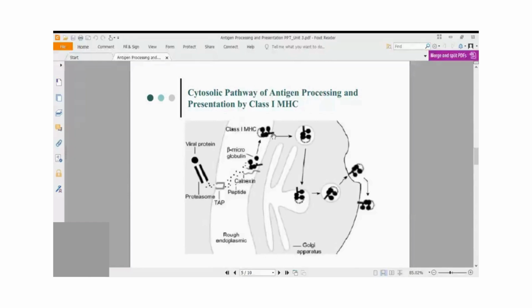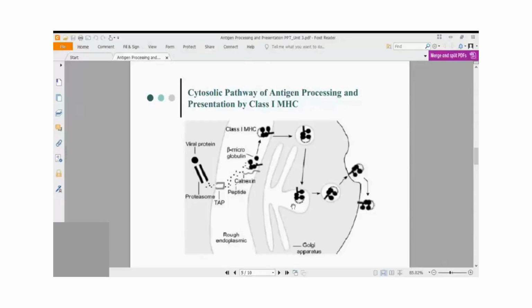that class 1 MHC molecule now emerges out of the rough endoplasmic reticulum by blebbing, called a bubble. It will be a vacuole-like structure, a bubble, in which the class 1 molecule bound to the peptide is internalized. And that bleb or the vacuole, which is enclosed, having class 1 MHC, migrates to the Golgi complex. It goes and fuses with the Golgi complex.